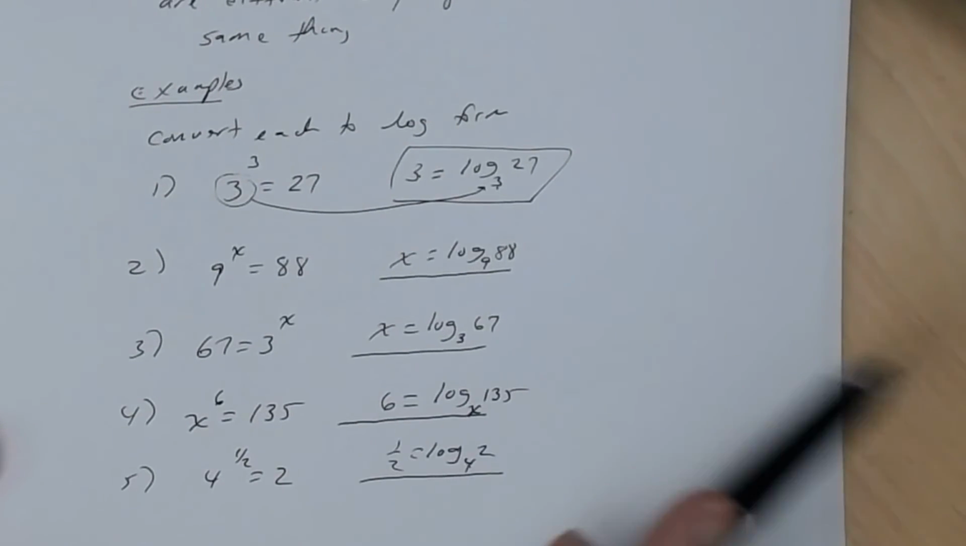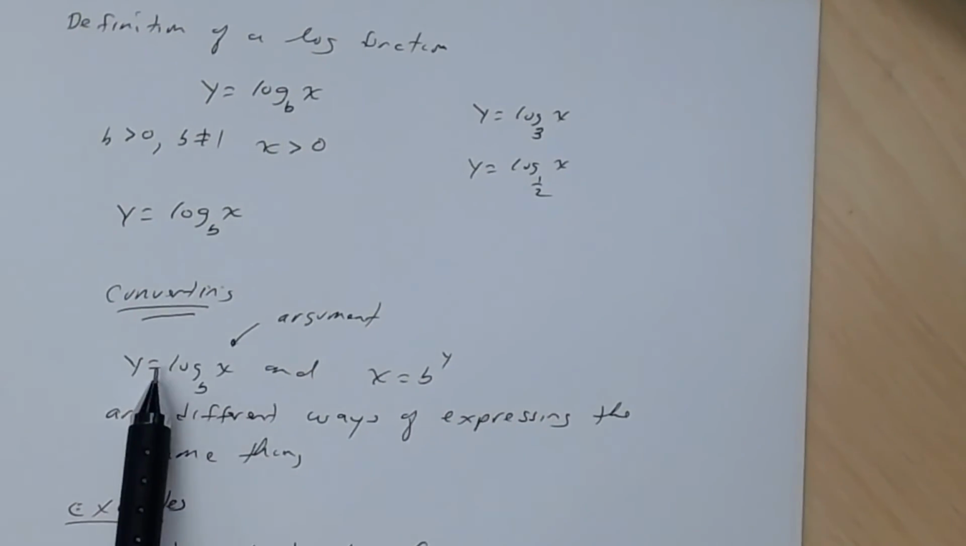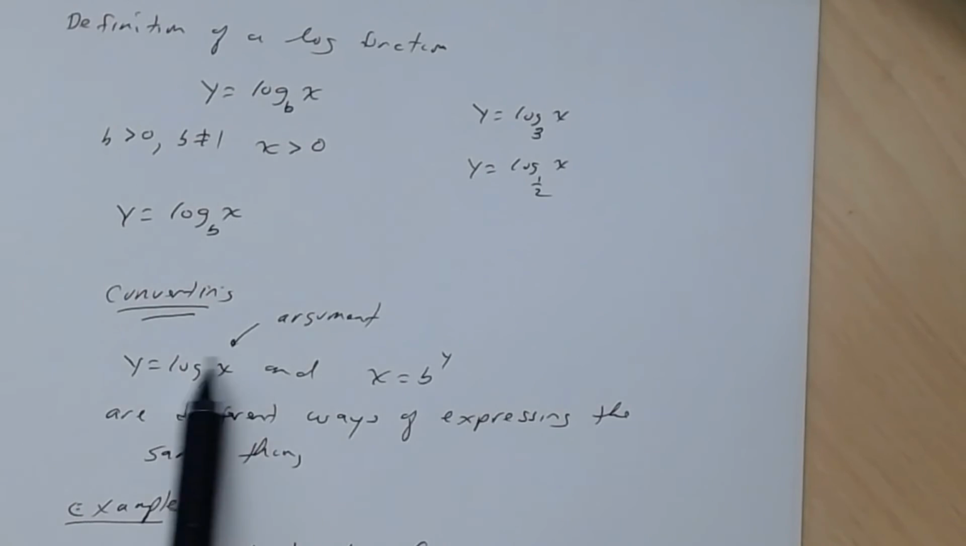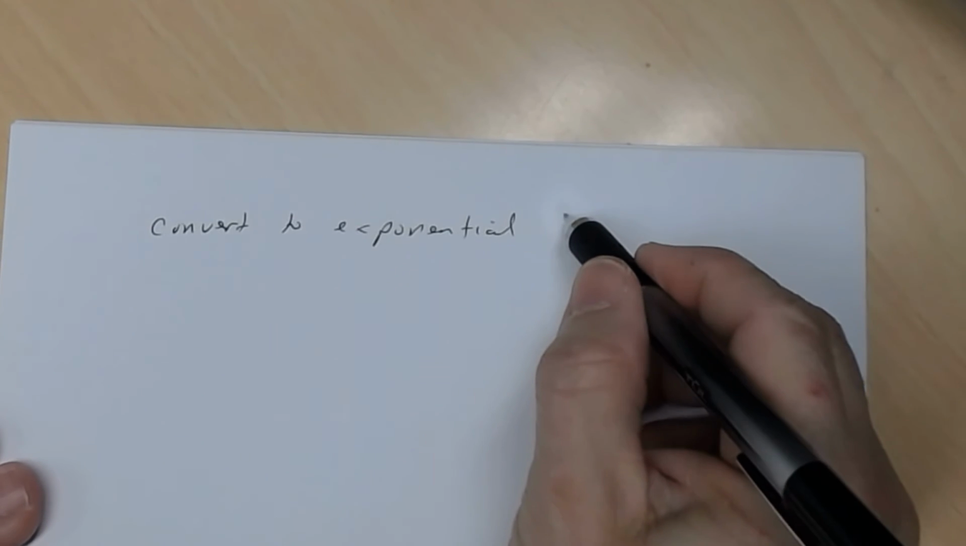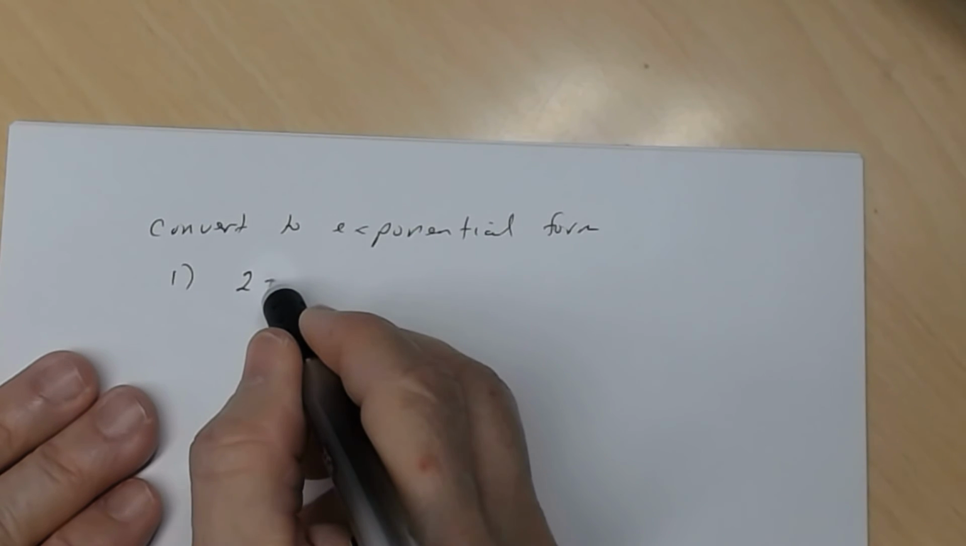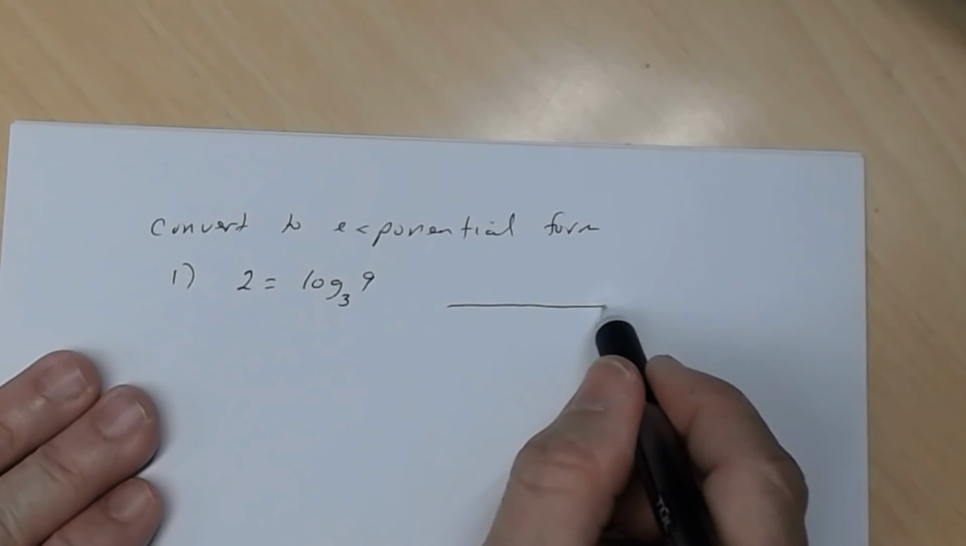Now we're going to go the other way, from log form to exponential. All it is is using what we see here. So let's convert to exponential form. Number 1. Let's suppose this time we had 2 equals log of 9 base 3. I want to convert this to exponential form.